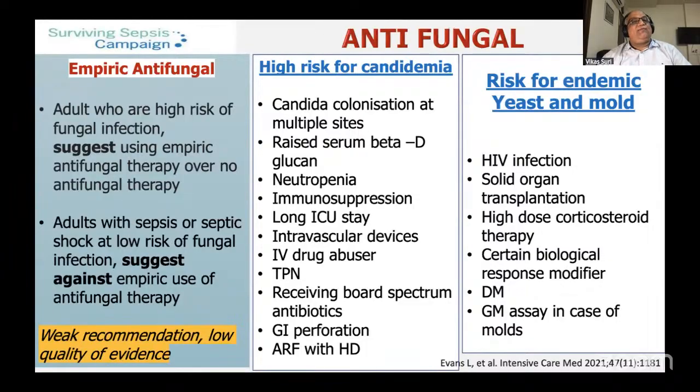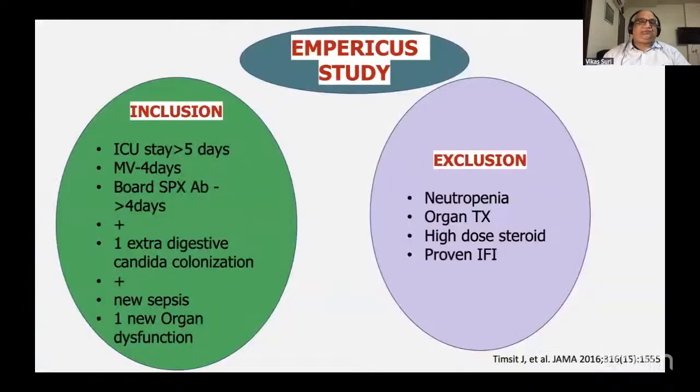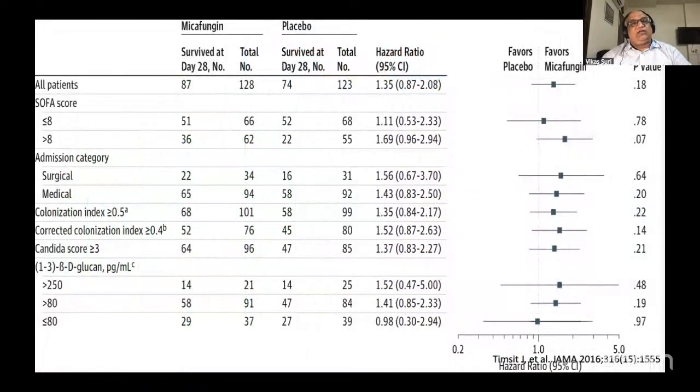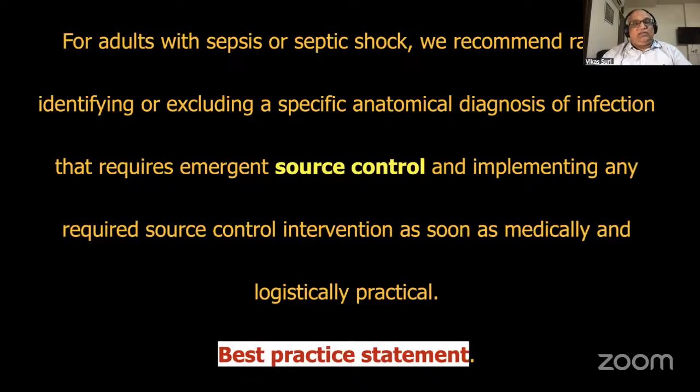What do the SSC guidelines say? For patients who are at risk, and these are the risk factors for candidemia and for yeast and molds, we should suggest using empiric antifungal therapy over no antifungal therapy upfront. But in patients who are at low risk of fungal infection, we should not use empiric antifungals upfront till we have some evidence of fungal infection. The empirical study which compared empirical micafungin versus standard treatment did not find any advantage in the low-risk group when antifungal was added empirically. So I would say there is no role of empirical antifungal in the low risk factor group.